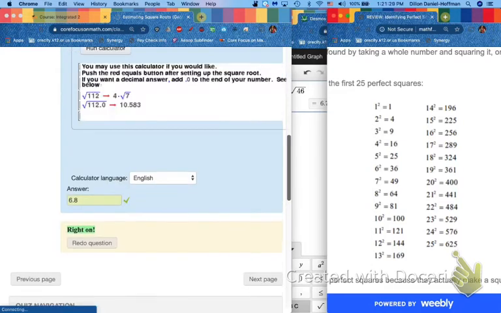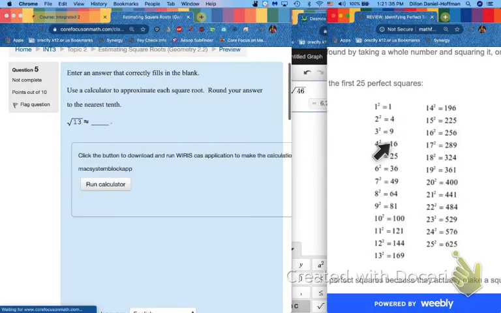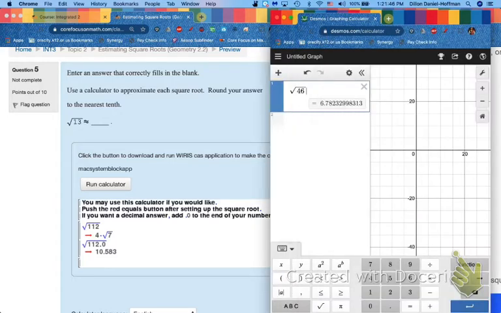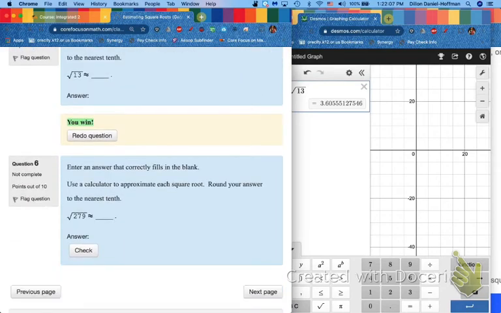My internet's being slow. Okay, square root of 13. So that's between 9 and 16. 13 is 4 greater than 9 and 3 less than 16. So it's a little bit closer to 4 than 3. Therefore, I'm going to say 3.6. And yes, that number to the right of the 6 is a 0. That's 4 or below, so I leave it alone. 3.6. Okay, we're cooking.